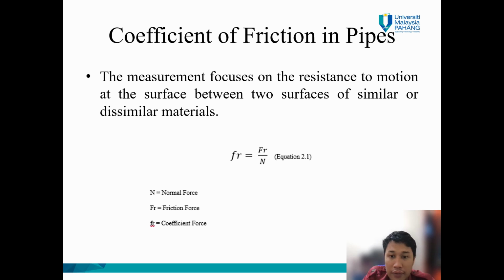If there is friction in a pipe, we must consider the coefficient of friction. So what is the coefficient of friction? The coefficient of friction is the measurement of the resistance to motion at the surface between two surfaces of similar or dissimilar material. Equation 2.1 shows how we can get the coefficient of friction, based on the friction force divided by the normal force.